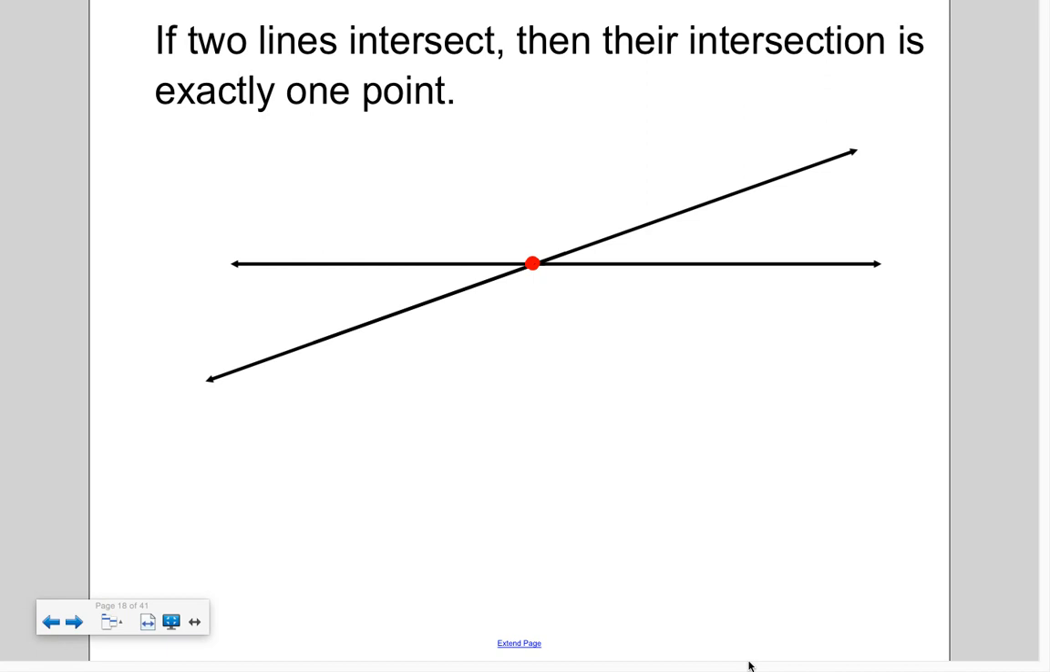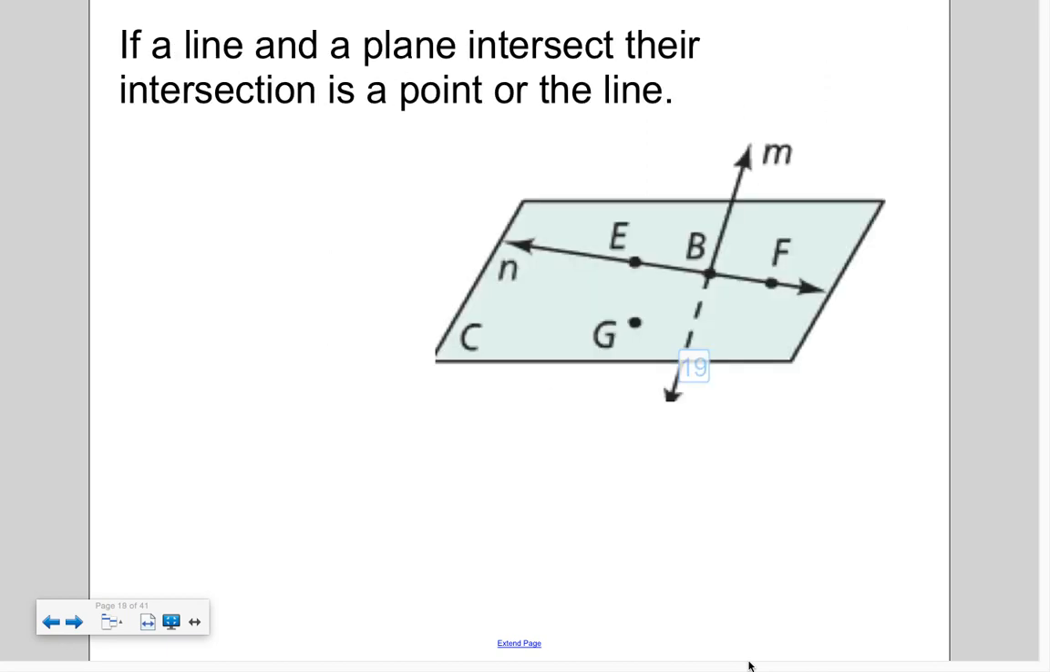If the lines were to be overlapping completely, then they'd be the same line. So that's not 2 different lines. But if you have 2 different lines, they intersect at 1 point. If a line and a plane intersect, the intersection is a point or the line.